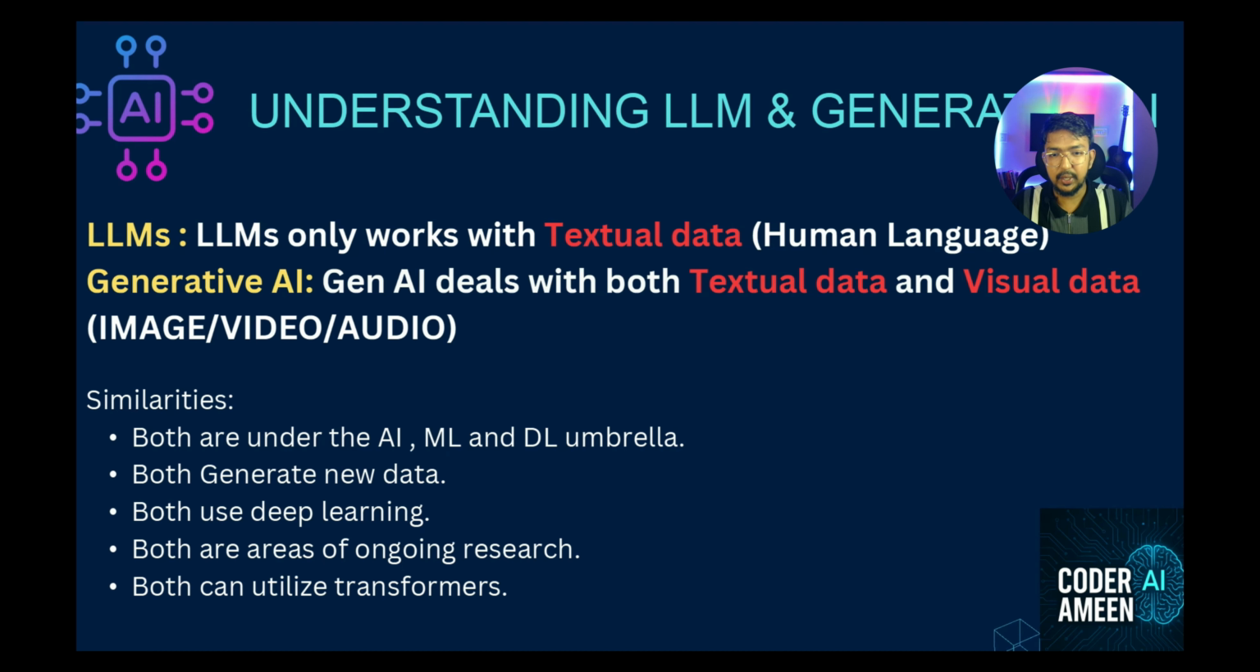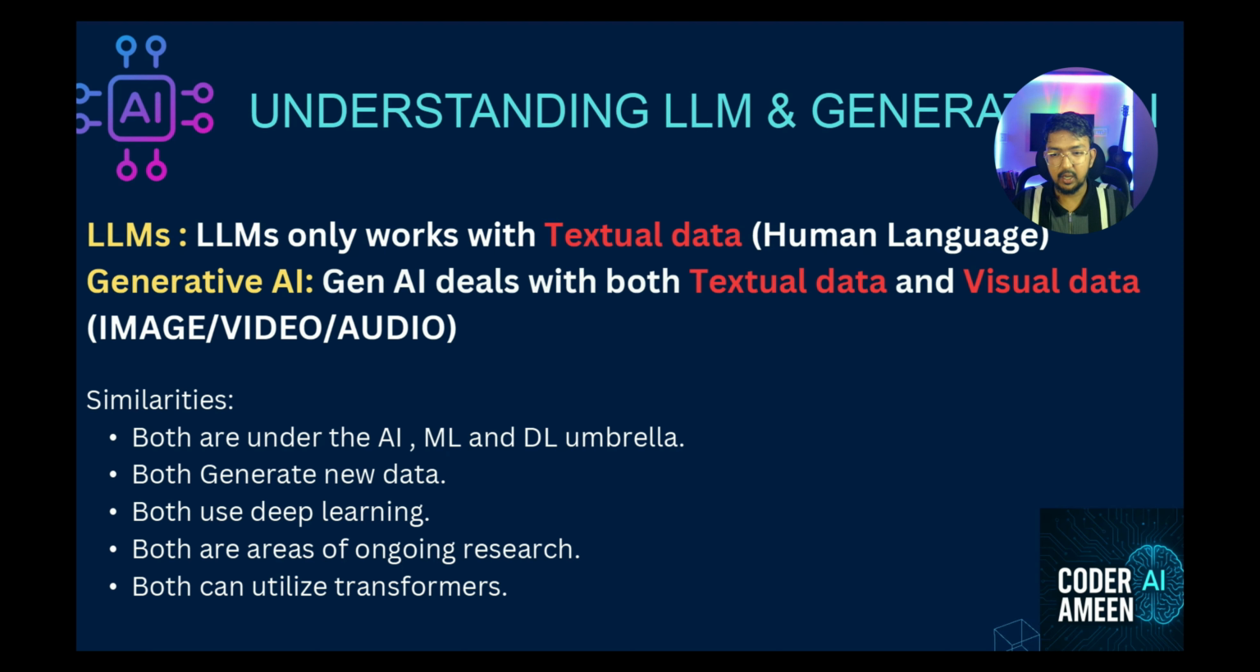But generative AI deals with both textual as well as visual data. Visual data means images, videos, or audio. If you provide any audio, it will provide the respective result. If you provide any video, it will provide a description of that video, text summarization, topic modeling, as we call it, right? Image generation, if you want to create any new images, we can easily do. So this is the difference. LLMs are used for textual generation, and generative AI is used for both textual as well as visual data generation.